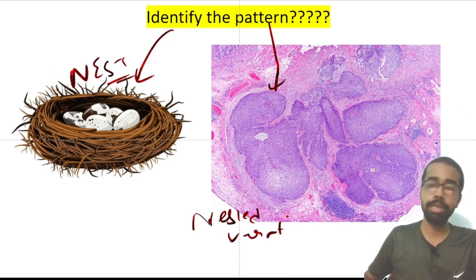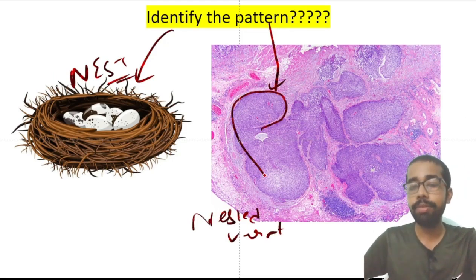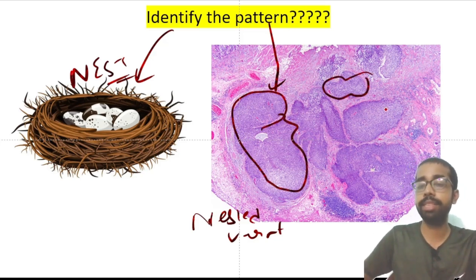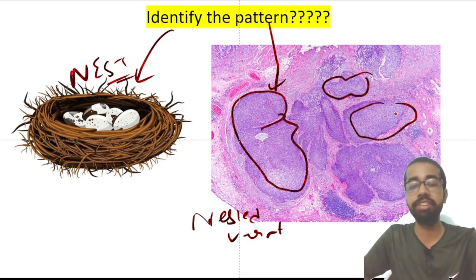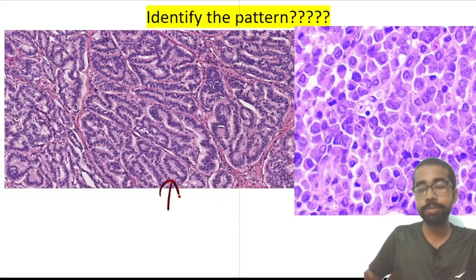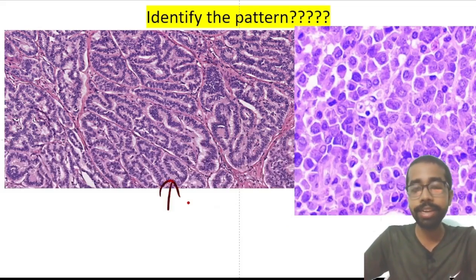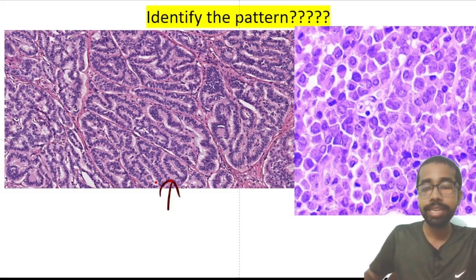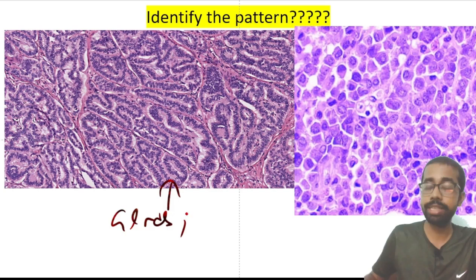So if there are irregular, variably sized irregular septa and nests, these are nothing but a nesting pattern. Just an example, the nested variant of urothelial carcinoma. What about this pattern? Which pattern do you think? Any idea which pattern this is? You can get glands. This tumor, I will say, you can get glands.